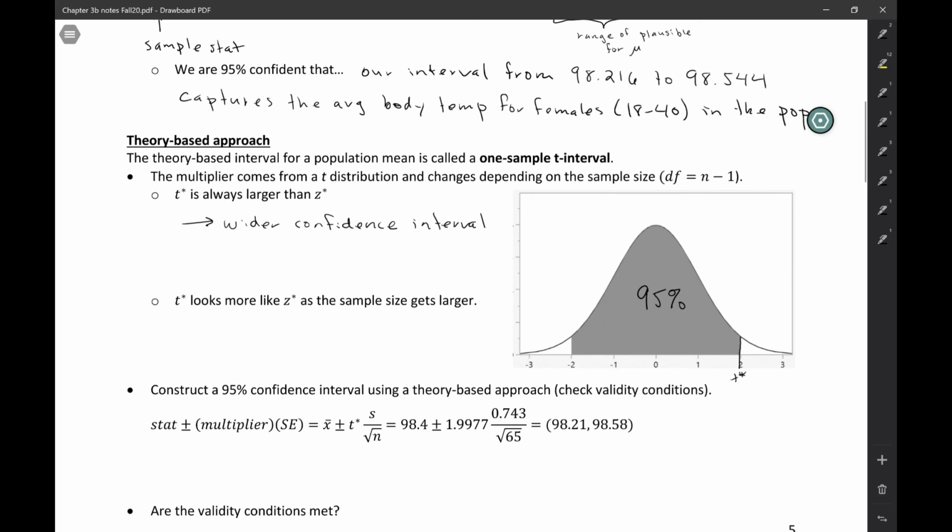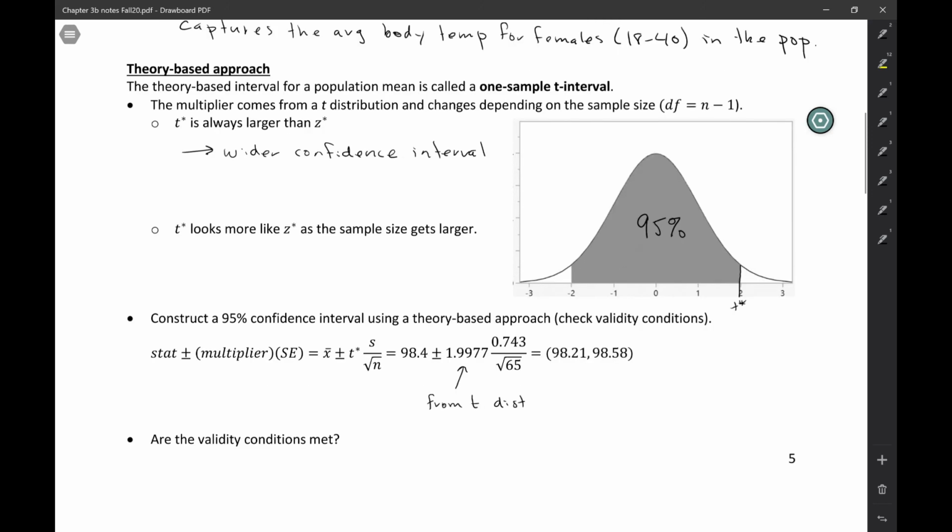Here you can see the calculation of the one sample t interval. It looks almost exactly like what we did before, except instead of using 2, we're using 1.9977, and this comes from the t-distribution. That's where we got this multiplier. But of course, it's extremely close to 2, and so you're going to end up with roughly the same outcome.